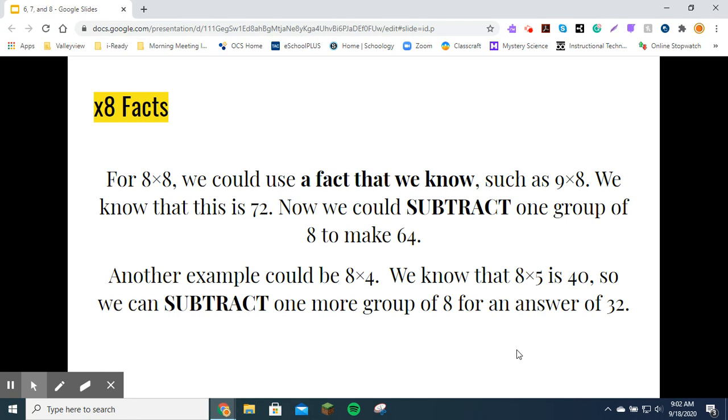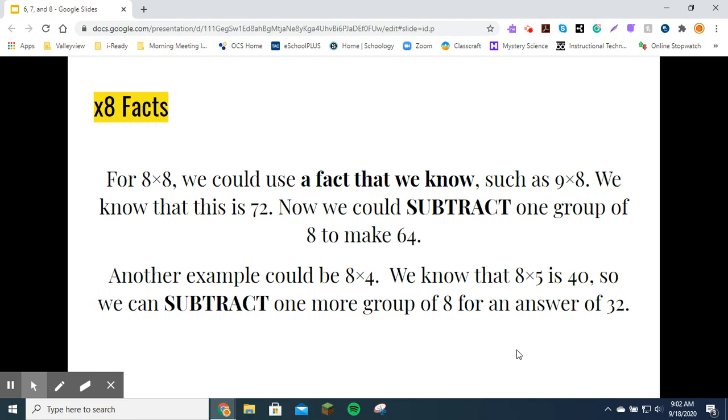And our last example is think about 8 times 4. Now let's go back to our 5s. 8 times 5 is 40. If we subtract one group of 8 from that 40, we know 40 minus 8 is going to be 32.